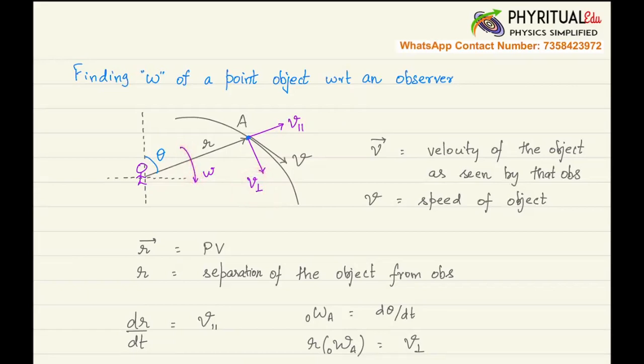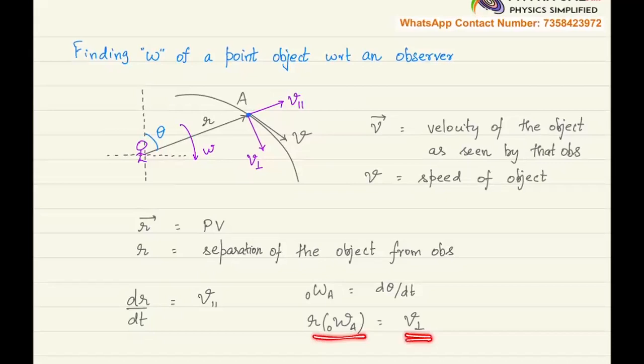From the ideas of circular motion, we write that v perpendicular will be equal to the magnitude of r times omega. That is what is written over here: v perpendicular is r times omega of object A as seen by that observer O. And it is this v parallel, this component, that is responsible for changing the magnitude of r. So we write dr by dt equals v parallel. That v parallel is responsible for the magnitude change.